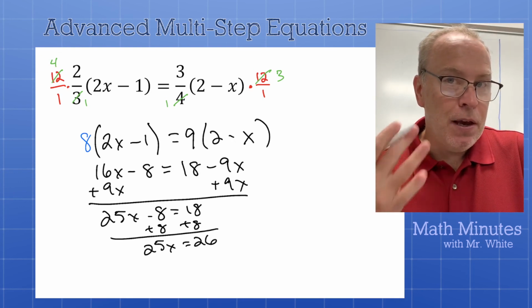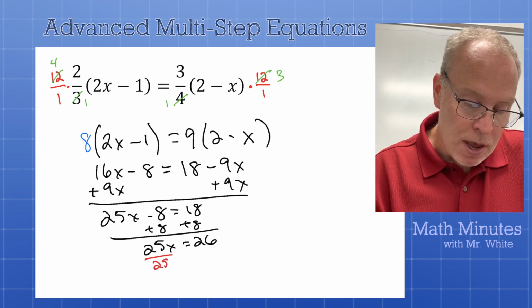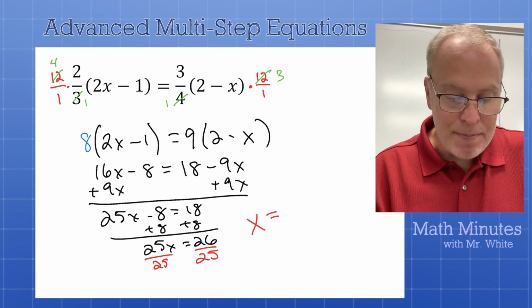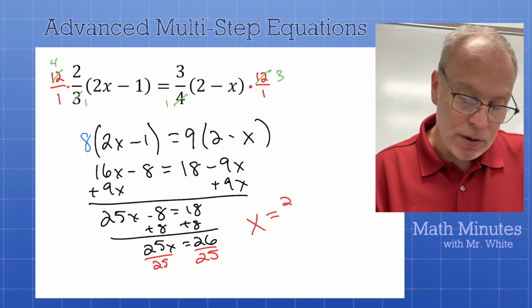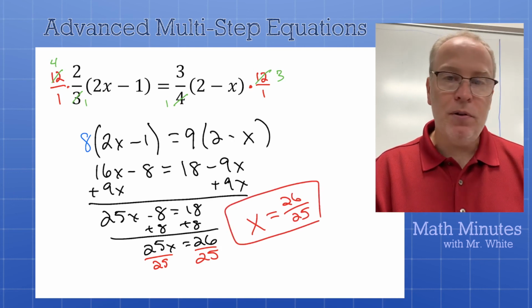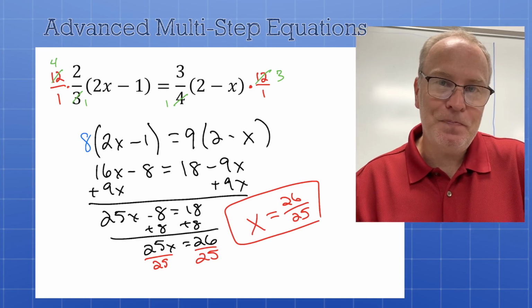Now, you might be thinking, wait, we did something wrong. Nope. This is just how this problem works out. We're going to divide by 25, and this problem came out to be a fraction. So because I showed all my work, I don't have to go to the calculator and find the decimal. I just write my answer just like this.